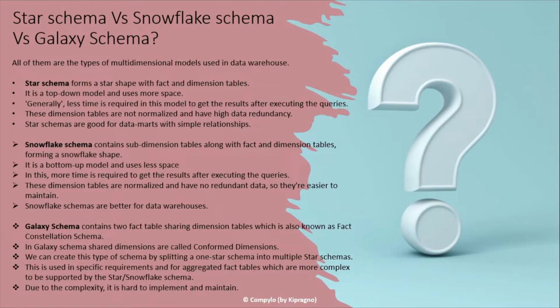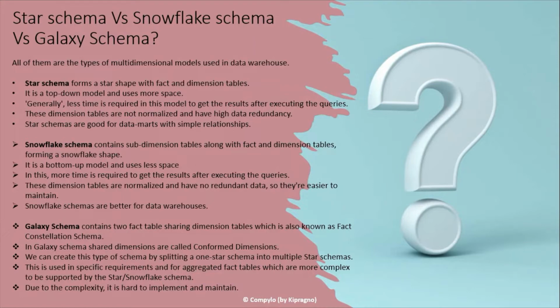These dimension tables are not normalized and have high data redundancy. Star schemas are good for data marts with simple relationships. Snowflake schema contains sub-dimension tables along with fact and dimension tables, forming a snowflake shape. It's a bottom-up model and uses less space.